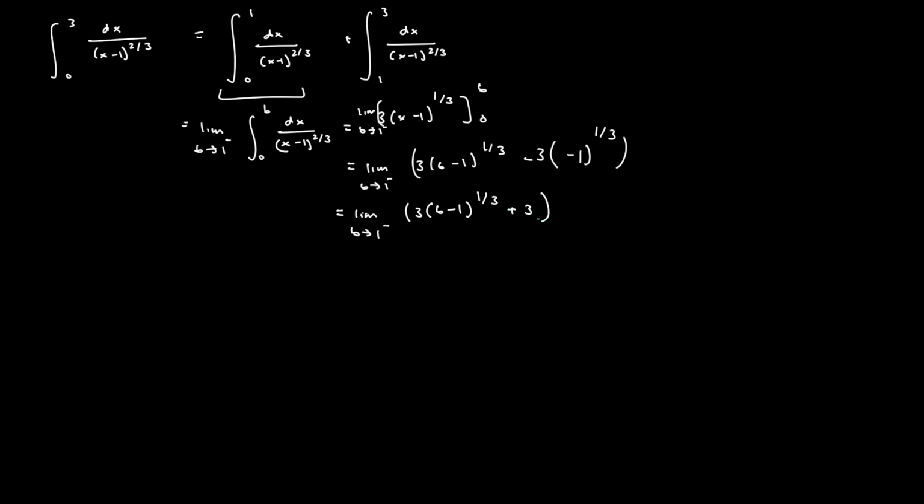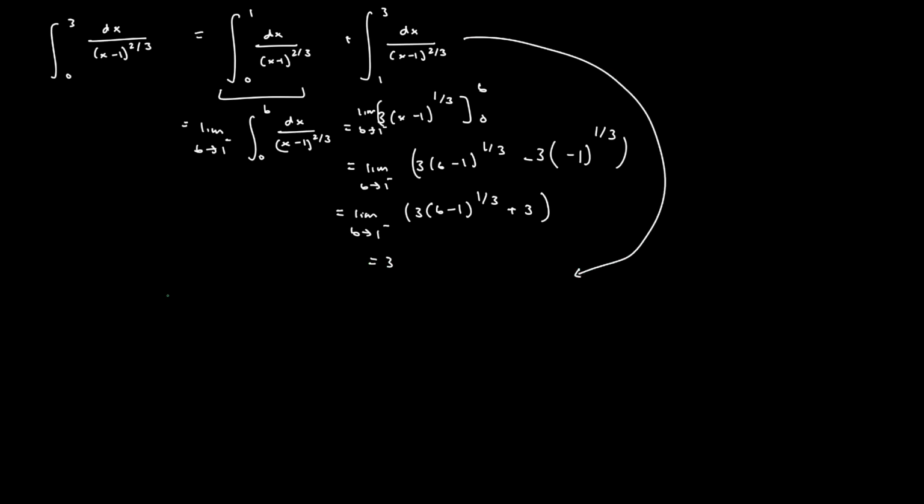And now all that is left is for us to see what happens. Well, when we go to 1 from the left side over here, this will tend towards 0 as well. So 0 to the 1/3 is simply 0, and 0 times 3 is 0. So that evaluates to 3. And now we're done with that. Let's finish working with the second integral.